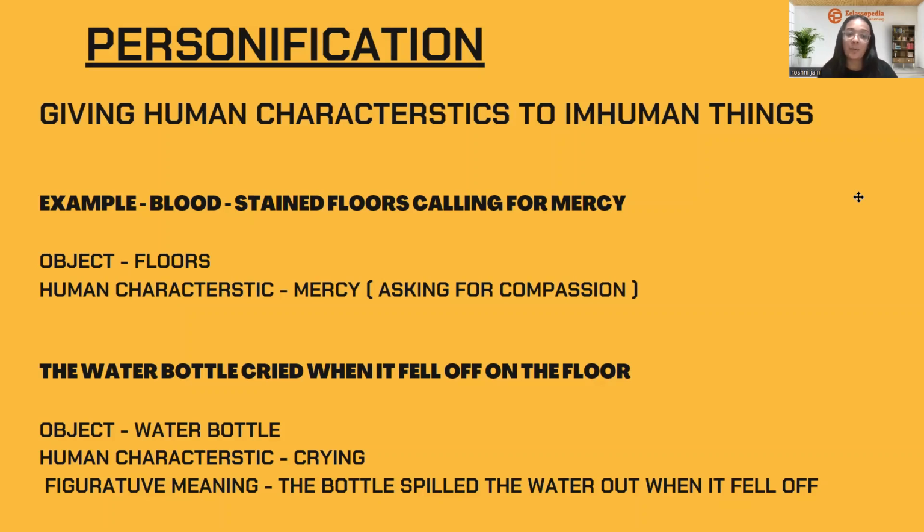Next, we have, the water bottle cried when it fell off on the floor. Now, can you tell me what's the object here? Yes, the object here is a water bottle, and the human characteristic that we have chosen here is crying. Now, water bottles cannot cry, right? Only human beings can cry. Now, the figurative meaning of it is that the bottle spilled the water out when it fell off. Instead of just saying the bottle spilled the water out when it fell off, I can say that the water bottle cried when it fell off on the floor. So here we have given a human characteristic to an object that does not have life, which is a water bottle.